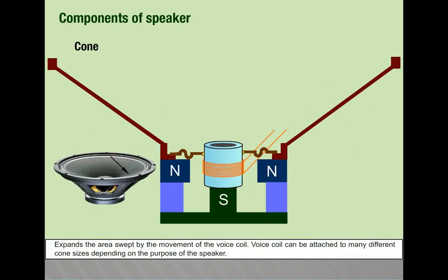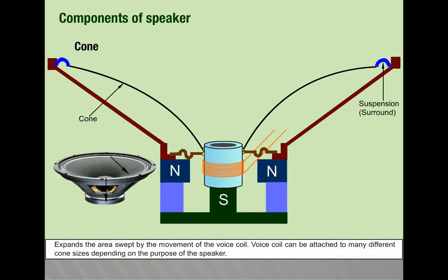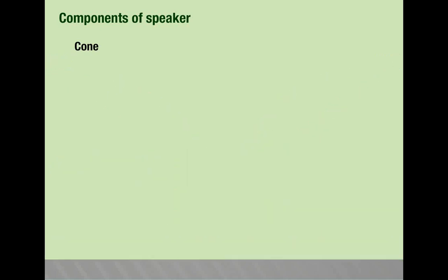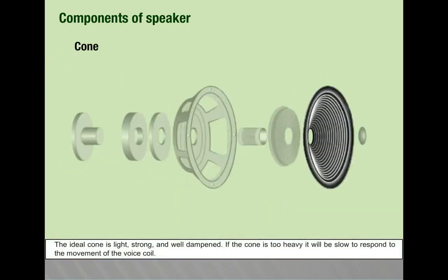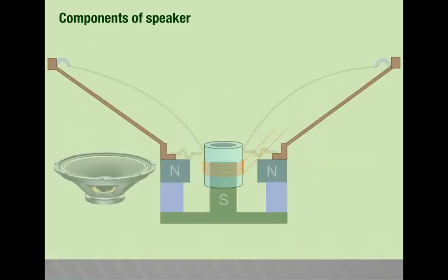Cone expands the area swept by the movement of the voice coil. The voice coil can be attached to many different cone sizes depending on the purpose of the speaker. The ideal cone is light, strong, and well dampened. If the cone is too heavy, it will be slow to respond to the movement of the voice coil. If the cone is weak, it will flex or bend. If the cone is not well dampened, it will color the sound with harmonics or resonances.